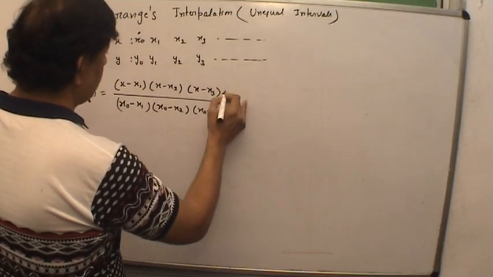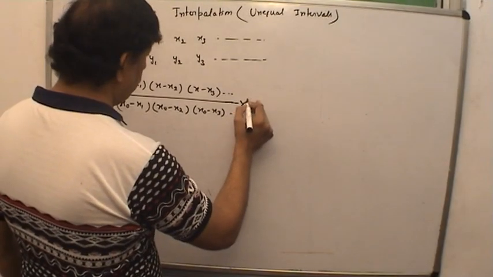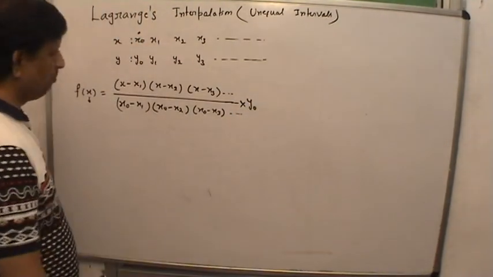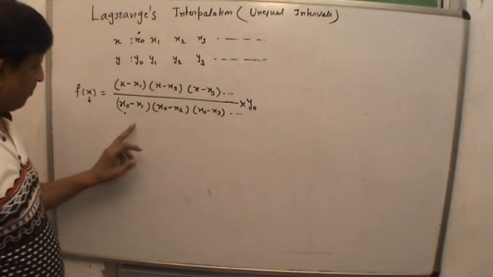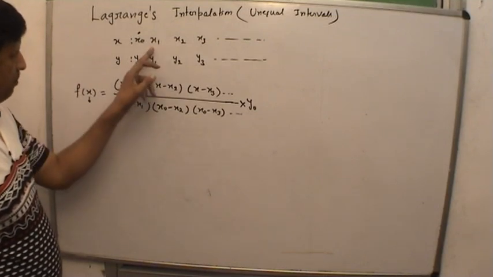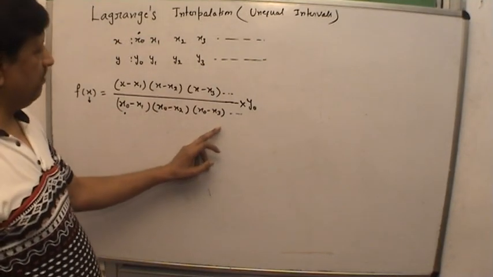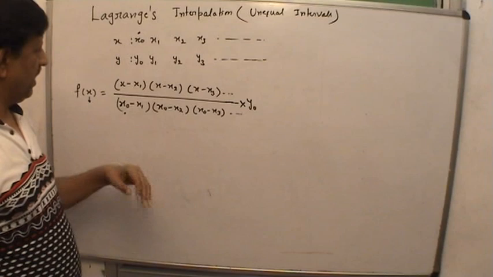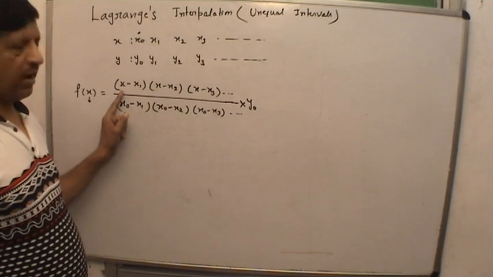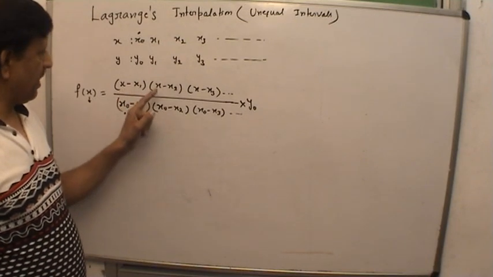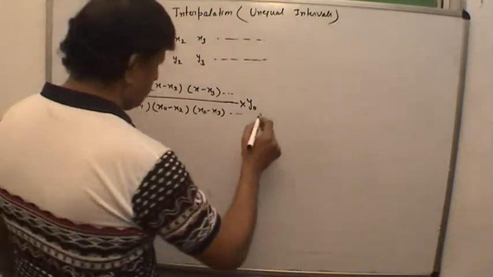Who is x? It is the point of interpolation, into y0. Again I repeat, we started with x0. We write x0 minus x1, x0 minus x2, x0 minus x3. Similarly, we can proceed with 4, 5, and in the numerator we keep the same values with the point of interpolation: x minus x1, x minus x2 and x minus x3, into y0, plus.